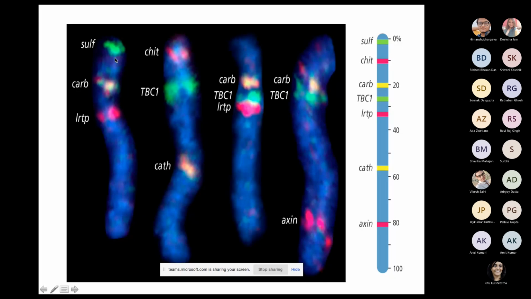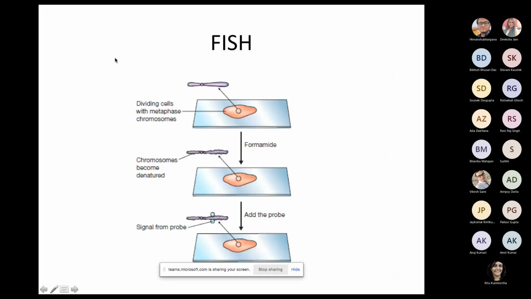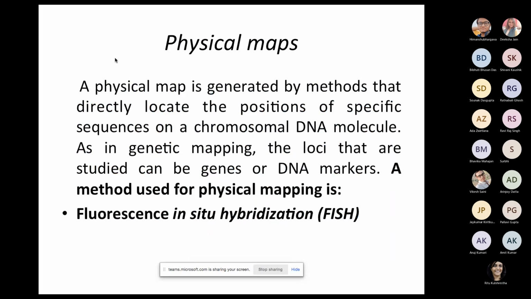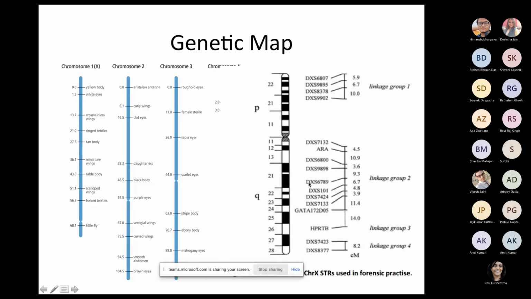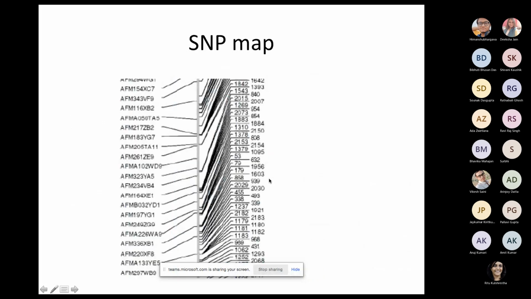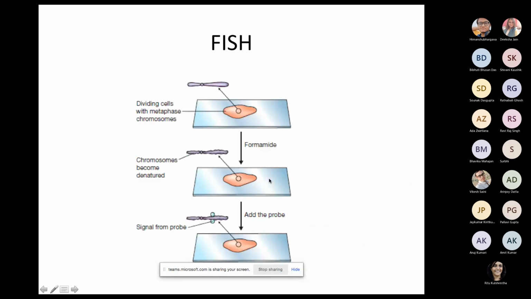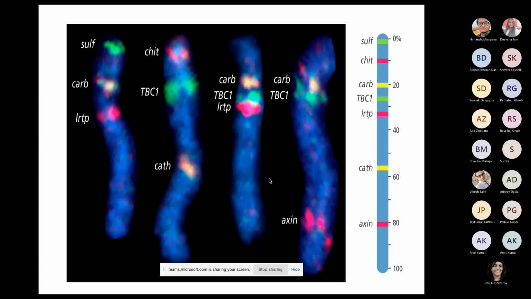So this is how these physical maps, these SNP maps, these STR maps, or these gene maps are very useful in genome assembly. They can give a hint that, okay, these two genes or contigs are close to each other.